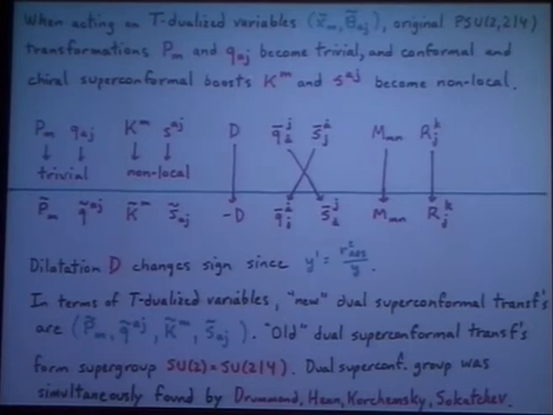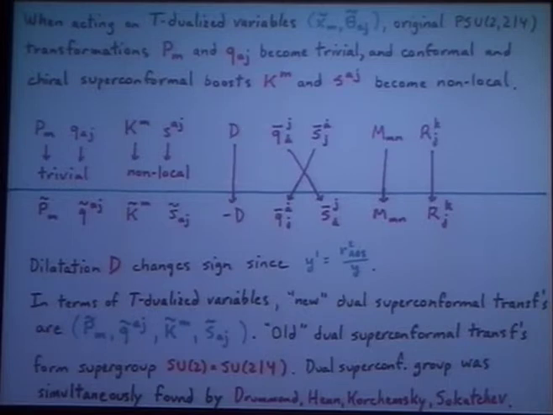Okay, now in acting on the T-dualized variables, you can ask what happens to the PSU(2,2|4) transformations. So P and Q become trivial. That's just because they act by shift isometries on X and theta. So on X tilde and theta tilde, they don't do anything. And also on the other variables, they don't do anything. The conformal and chiral superconformal boosts become non-local. So if you just ask what happens to the original PSU(2,2|4) transformations, you find that these transformations don't act in a nice way on the dual variables, on the T-dualized variables, but these do.